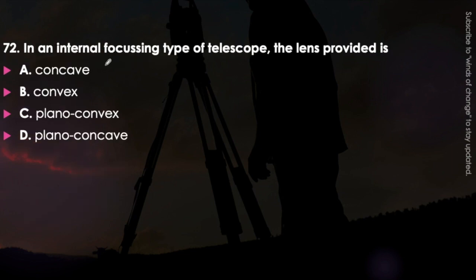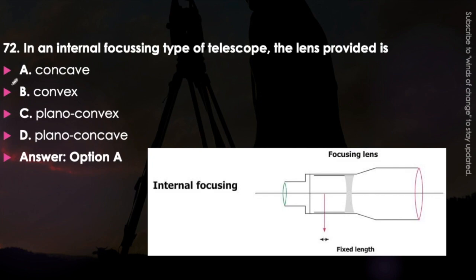Next question. In an internal focusing type of telescope, the lens provided is concave lens, convex lens, plano-convex lens or plano-concave lens. Just think about it. In case of the internal focusing type of telescope, what will be the lens provided? The answer will be option A, that is concave lens will be provided in case of the internal focusing type of telescope. Okay. There will be internal focusing or external focusing type of telescope, in which in case of the internal focusing the lens provided will be concave lens.